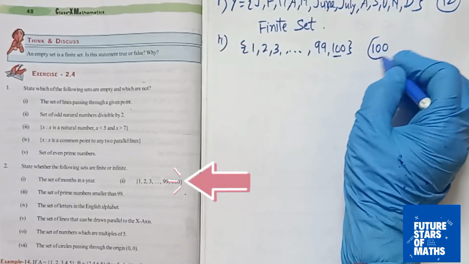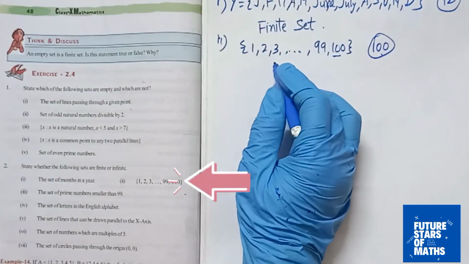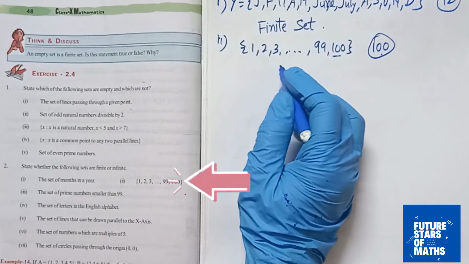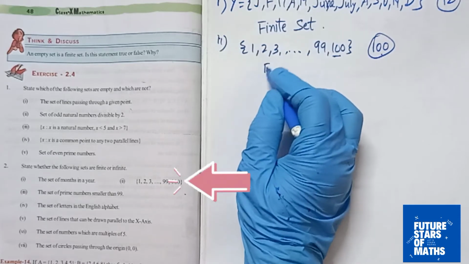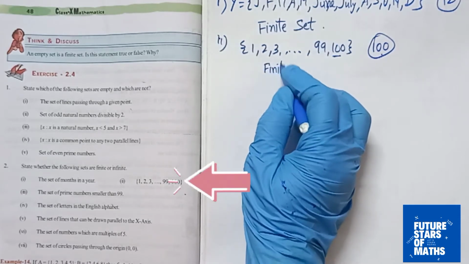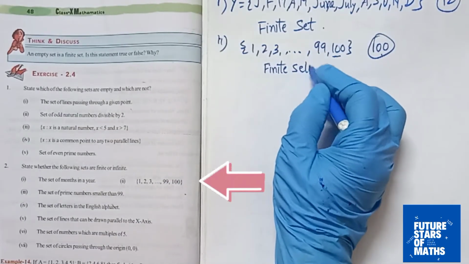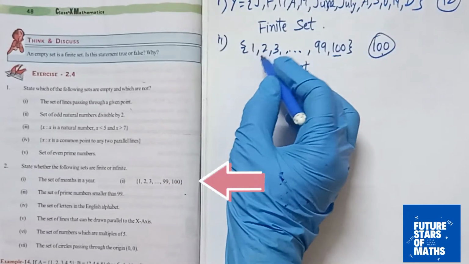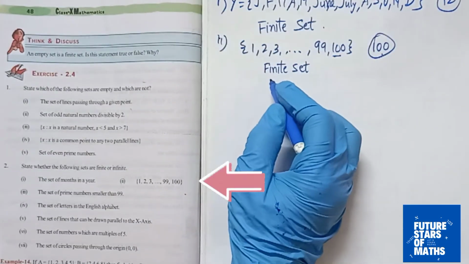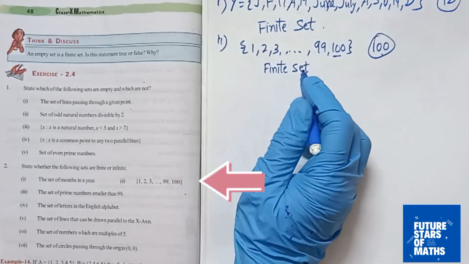So what can we conclude? Is it a finite set or an infinite set? It is a finite set, since the first and last elements are known, and we can write and count the middle elements, including the first and last element. So we can say that it is a finite set.